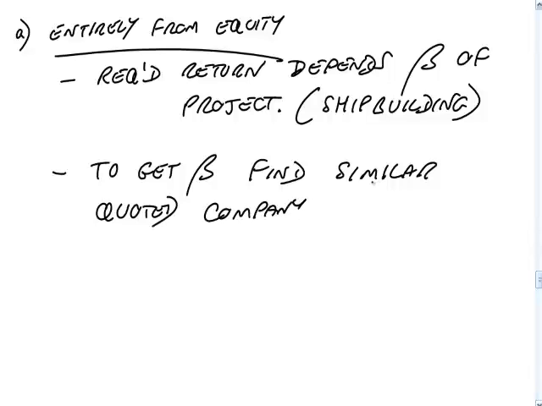Well, we've done that. It says here, we've found a quoted shipbuilding company Y, and shares in Y have a beta of 1.8. All right?